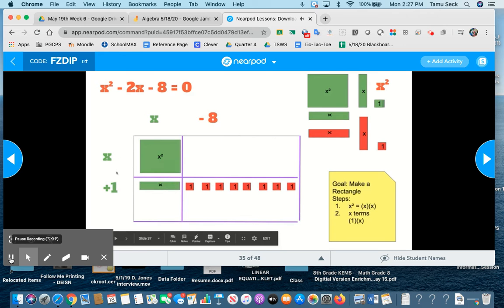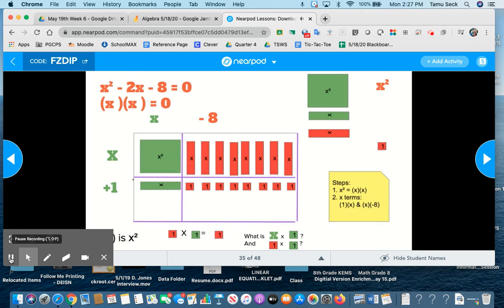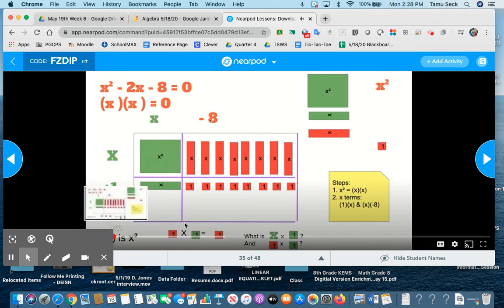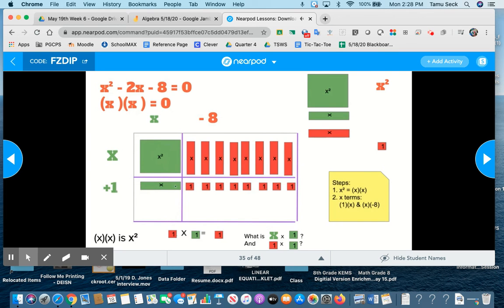Now, if we have 1 times negative 8 here, that means we also have 1 times x. And 1 times x would give us x. And here we have 1 times negative 8 gives us negative 8. That means we have x times negative 8, which would give us negative 8x here. Looks like that. Okay. So again, x times x is x squared. x times negative 8 is negative 8x. 1 times x gives us positive x. And 1 times negative 8 will give us negative 8.